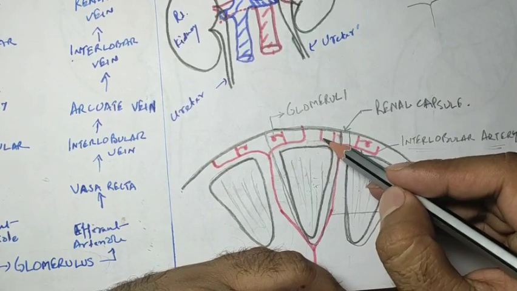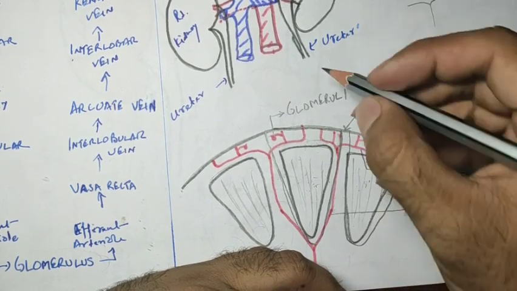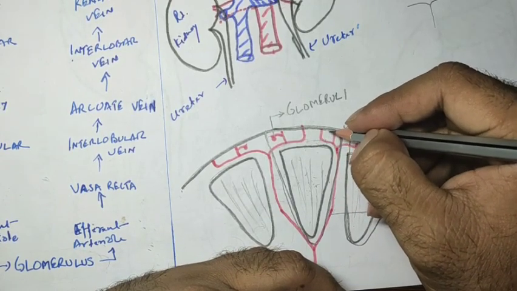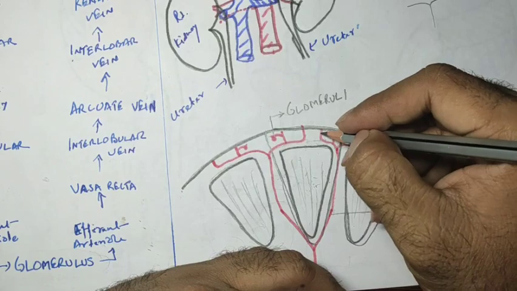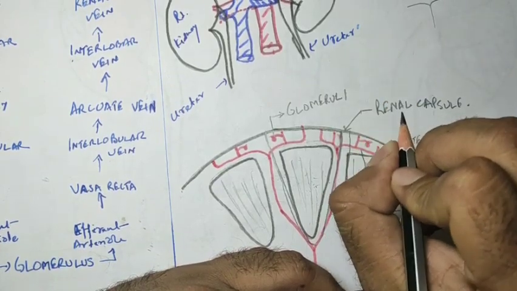Rather, what they do, they give parallel branches that are going towards the cortex of the kidney. So these are smaller branches that will be going towards the cortex of the kidney, and these branches will basically go through the two adjacent lobules.